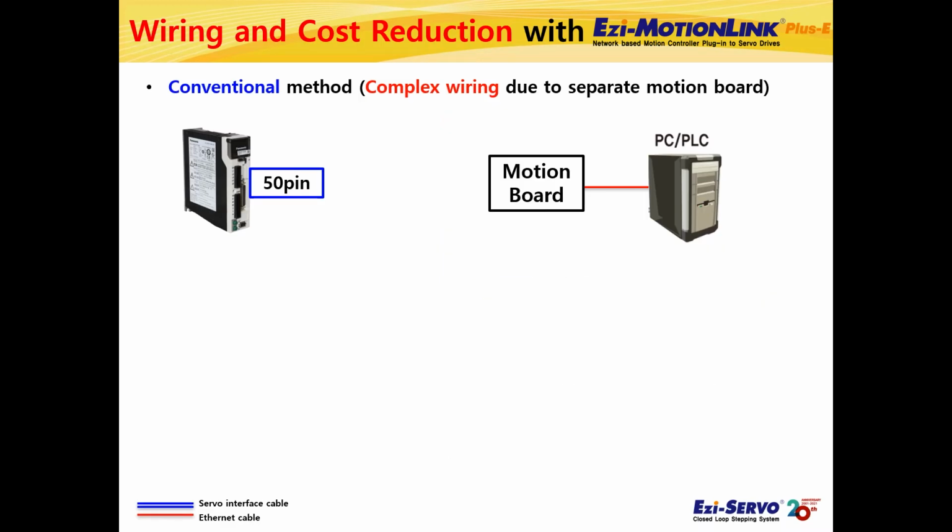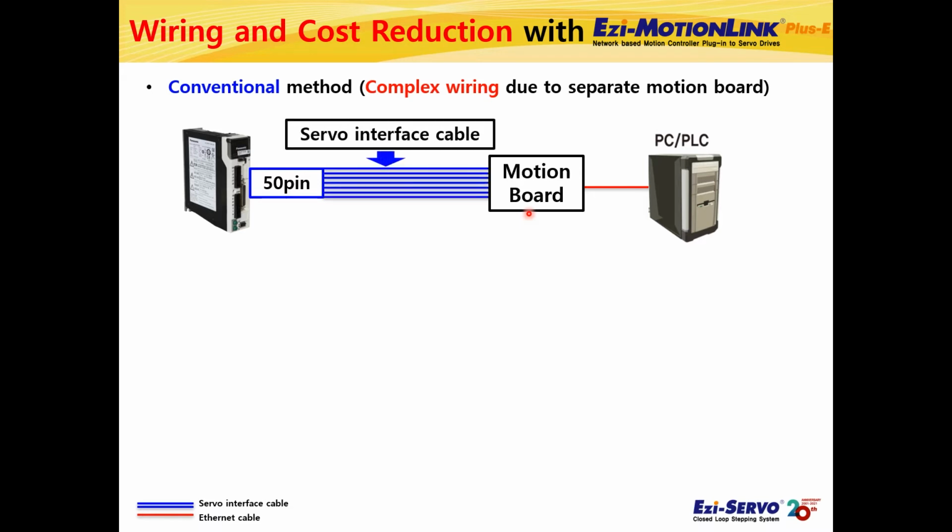As previously explained briefly, conventionally, a separate motion board was required to control the 5-axis of the AC Servo, and wiring was complicated because many bundles of long wires had to be connected to the motion board through the servo interface cable of the AC Servo drive. This inconvenience can be solved by using our product, Ezi-MOTIONLINK Plus-E.